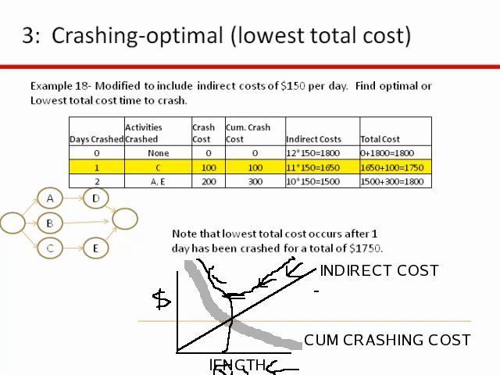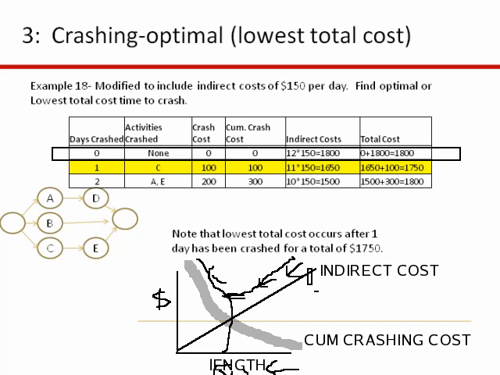So let's go back to this example, the one that we just did, and let's just say now we have indirect costs of $150 per day. All right, so we still have 3 paths. As you recall, CE is still 12 days long. So if we don't do anything, let's just say we don't crash, we will have indirect costs here of 12 days times 150 per day, or $1,800.